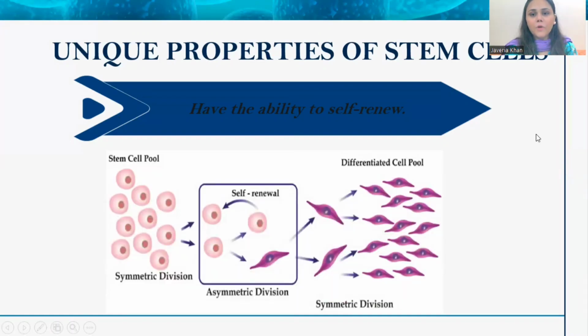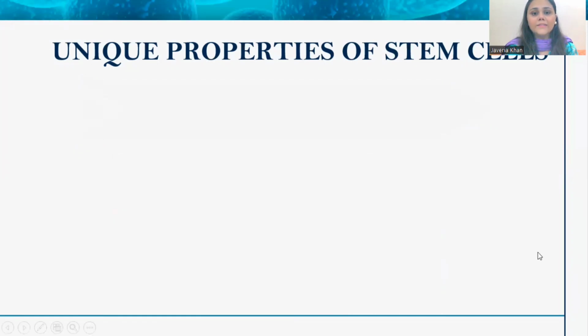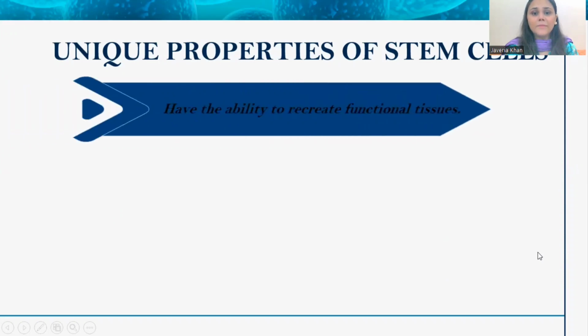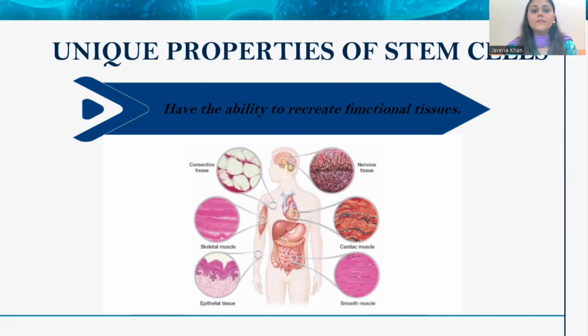The next unique property that stem cells have is that they have the ability to recreate functional tissues. They can give rise to all of the differentiated cells in the body, such as heart muscle, blood, and nerve cells, even though they themselves are undifferentiated.